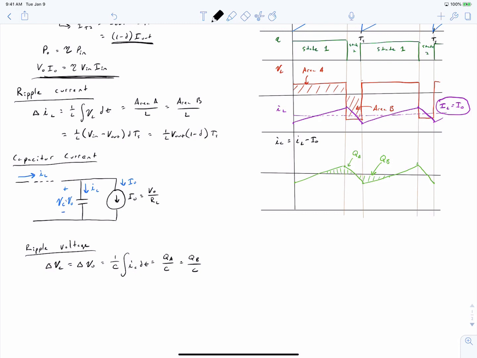And we can use these ripple current and ripple voltage expressions to calculate the required inductance and capacitance. And what you'll notice from each of these expressions is that the required inductance and capacitance is actually proportional to the inverse of the switching frequency. So as our switching frequency increases, the required inductors and capacitors will decrease.